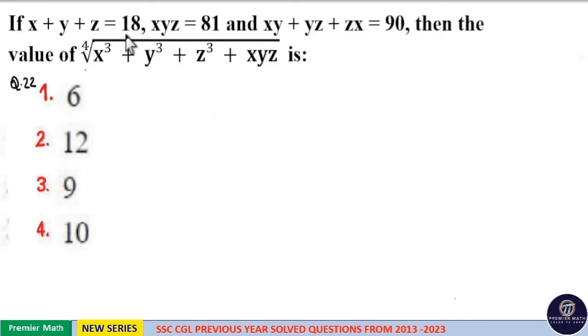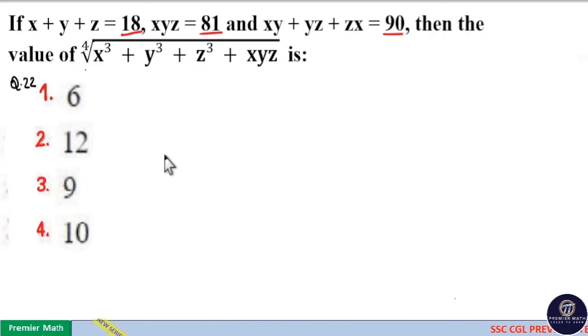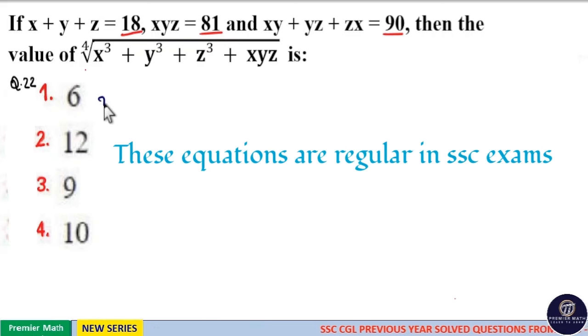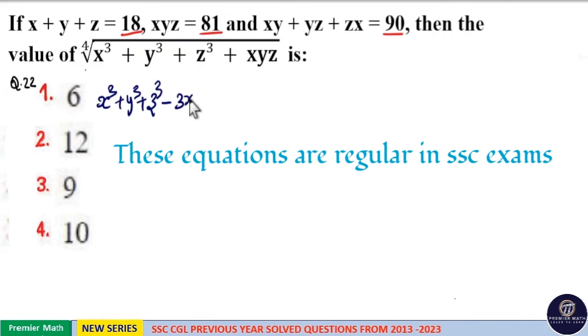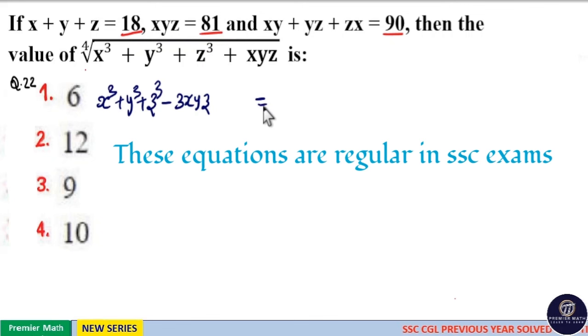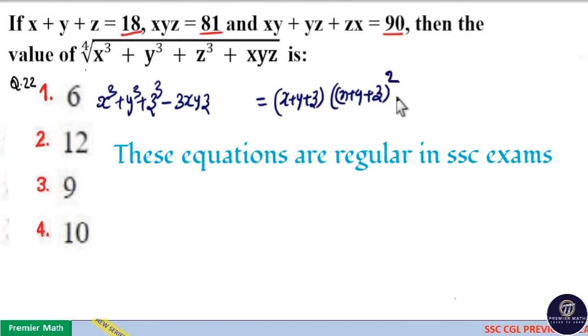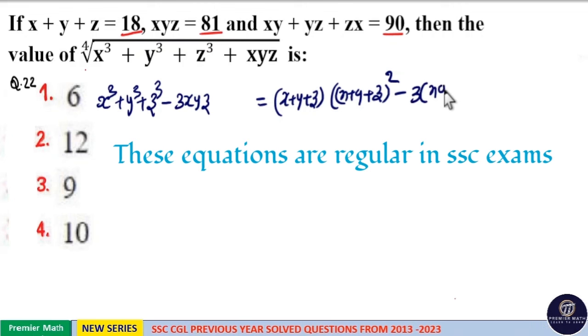If x plus y plus z is 18, xyz is 81 and xy plus yz plus zx is 90, then find the value of the fourth root of x cube plus y cube plus z cube plus xyz. Here you can solve this question using two formulas, but one is much easier, that is x cube plus y cube plus z cube minus 3xyz is equal to x plus y plus z into x plus y plus z the whole square minus 3 into xy plus yz plus zx.